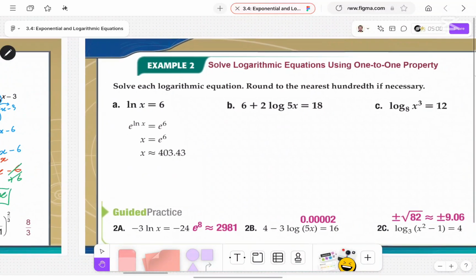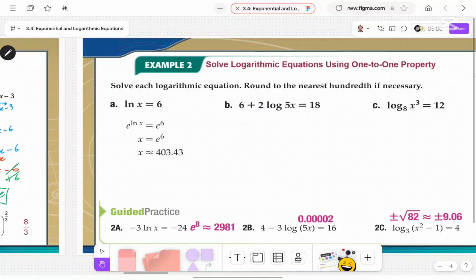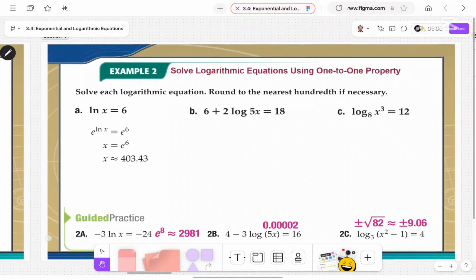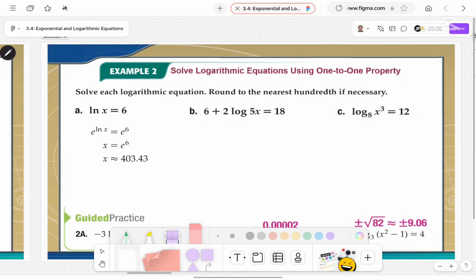Okay, now we'll go to the second example. Example 2. Solve logarithmic equation using one-to-one property. Okay, now how can we solve this one? Look at the example. The example here is saying ln. So because I have ln, we have this rule. Always when I have ln e, it is equal to 1. So this one cancels this one. Or we can say e to the power of ln x is also equal to x. So we cancel this with this one.